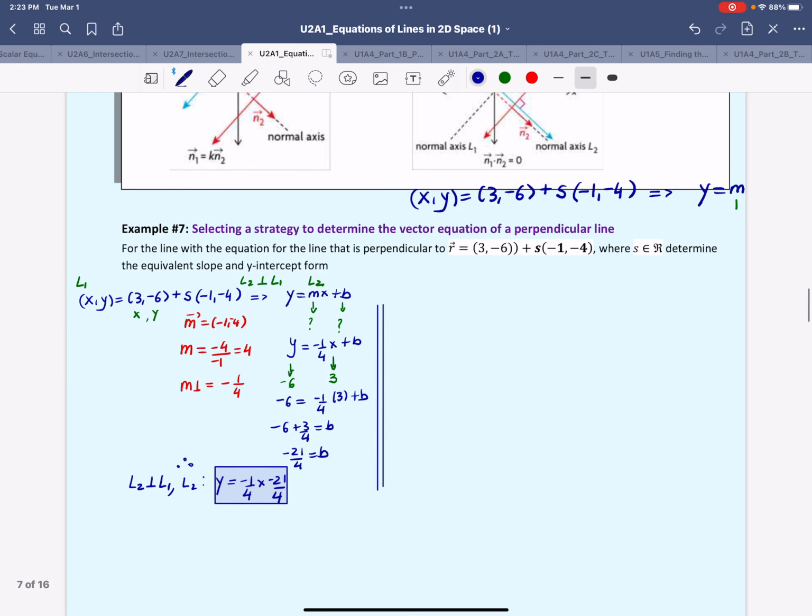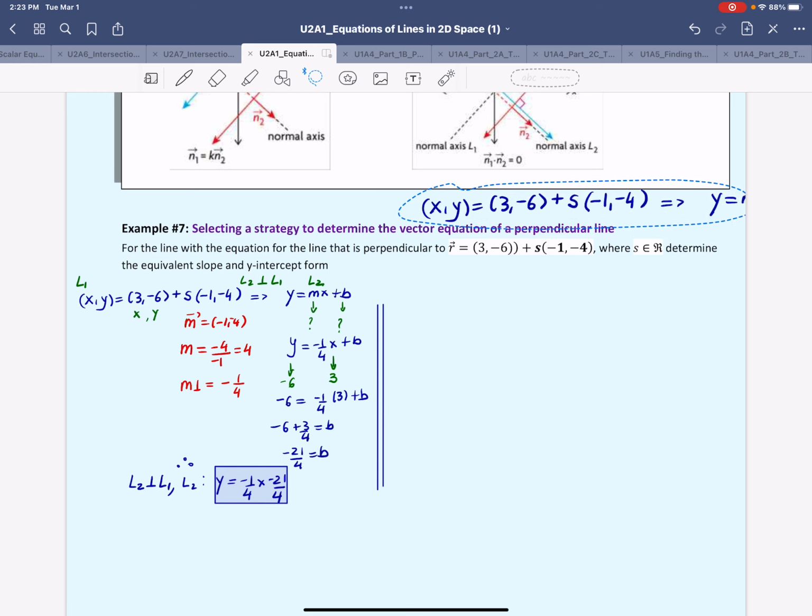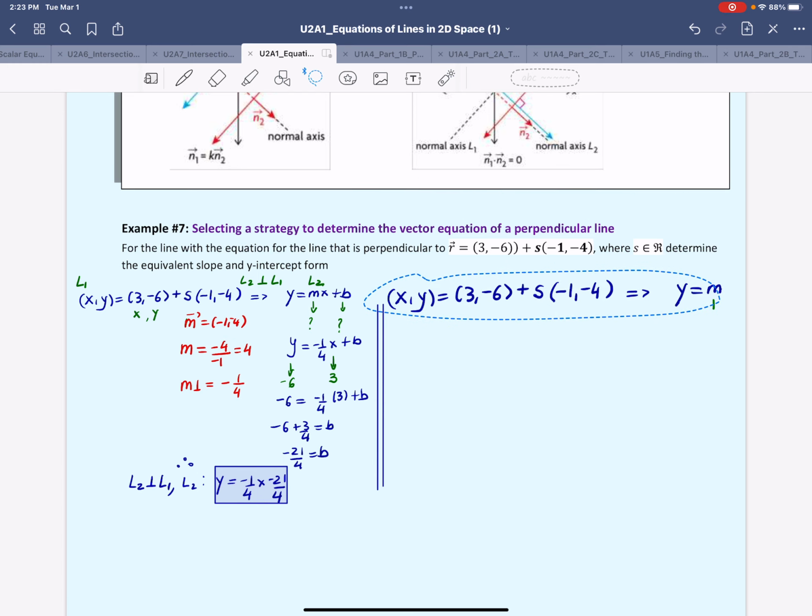So what we are told in here is that we have this equation xy equals 3 negative 6 plus s negative 1 negative 4, and we want to create the equation in the form y equals mx plus b. So we're going to say we need the value of slope, and we can find the value of the slope by using the direction vector. I will call the direction vector here m2, and the direction vector here will be m1.